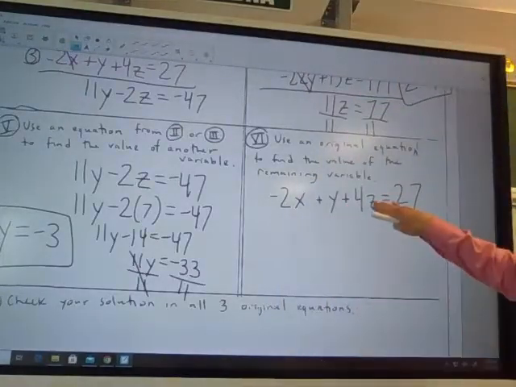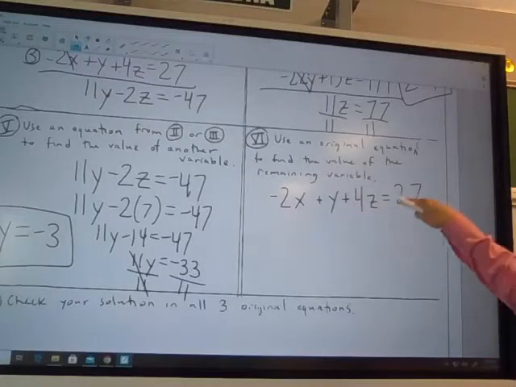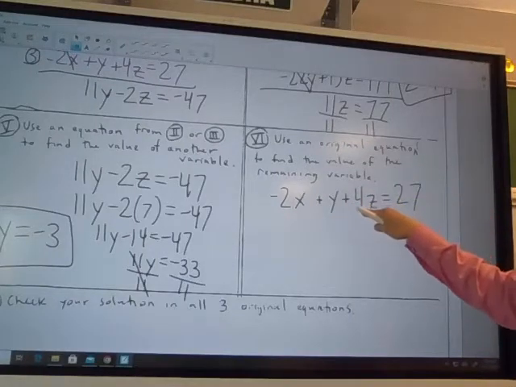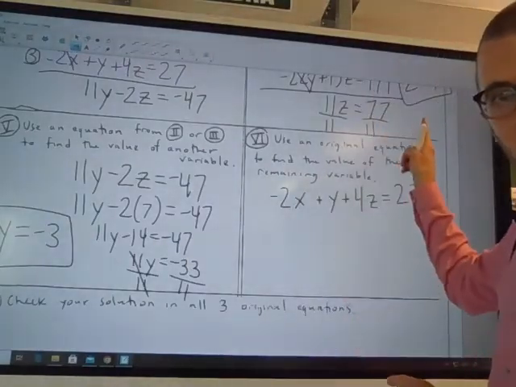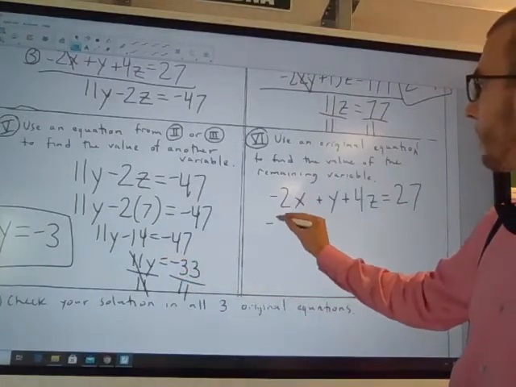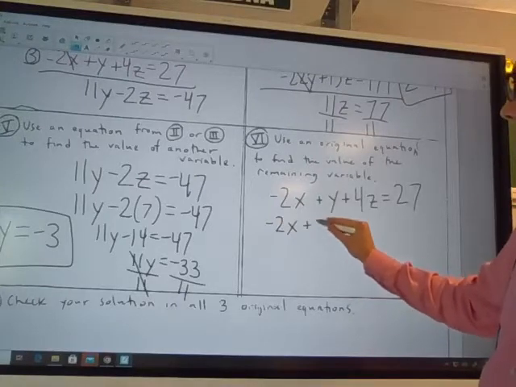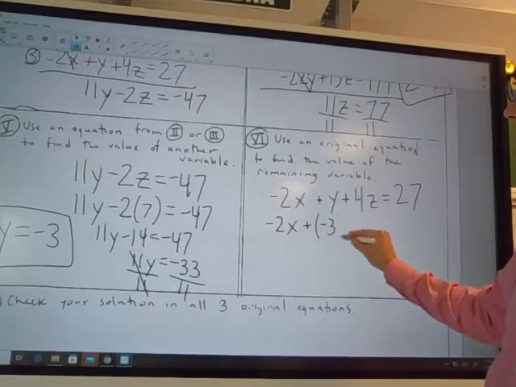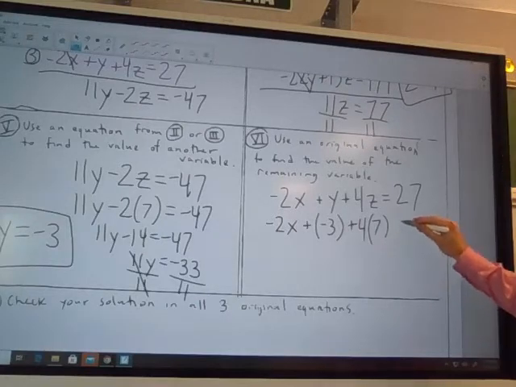Okay, so we're with our first original equation, negative 2x plus y plus 4z equals 27. And I'm at this stage. I'm now going to plug in my value for z that I found right up here and my value for y, which I found over here. So I'm going to rewrite, but filling in those values as I go. So negative 2x plus y, which is negative 3, plus 4z, which was 7. Yep. That's equal to 27.